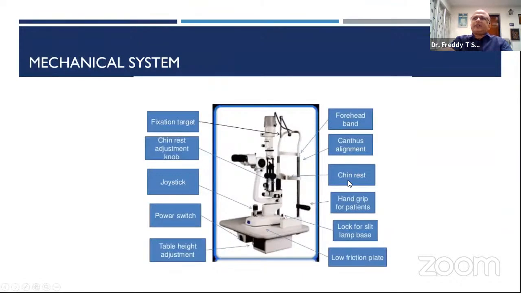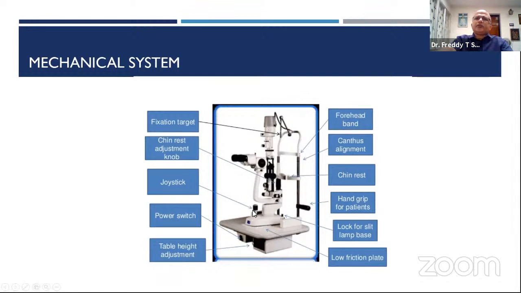Then we go to the third part of the slit lamp. It's called the mechanical system. This consists of different parts. One is the forehead band, where you want the patient to rest his forehead. You have a canthal alignment mark, where the lateral canthus is aligned, so you can move the slit lamp and examine the eye. Then you have a chin rest. You have a hand grip for the patients. You have a lock if you want to lock the slit lamp. You have a lock if you want to lock the observation system and the illumination system together.